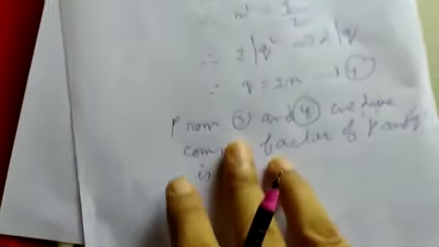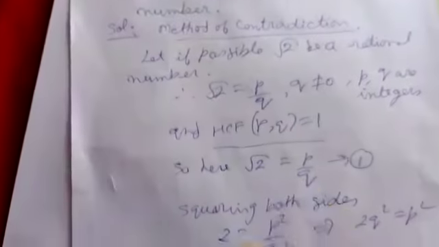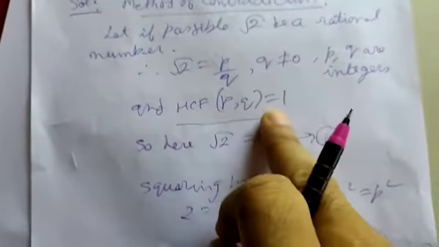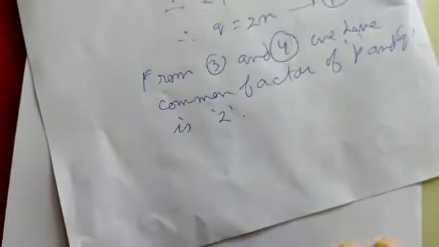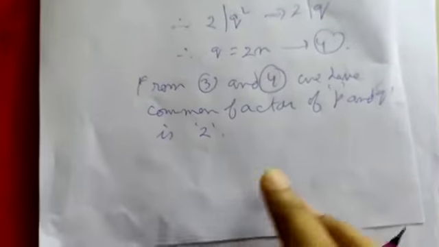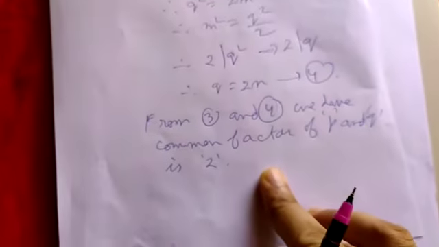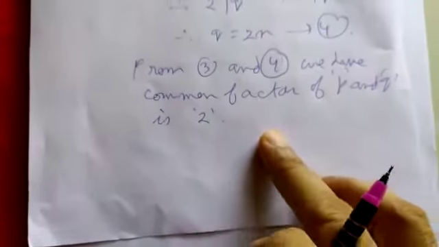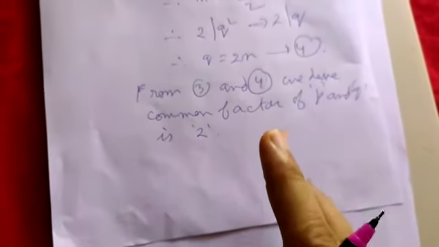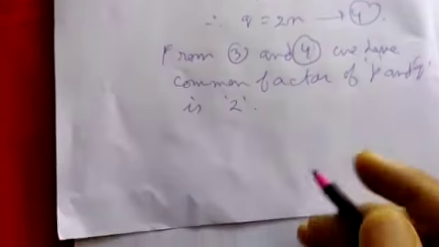So this is a contradiction. Why is it a contradiction? I'll show you again. Here, what we have written was that the HCF of p and q is 1, but what we are getting is a common factor of 2. A common factor can never be greater than the HCF. Therefore, there is a contradiction. That means what we have assumed is false.